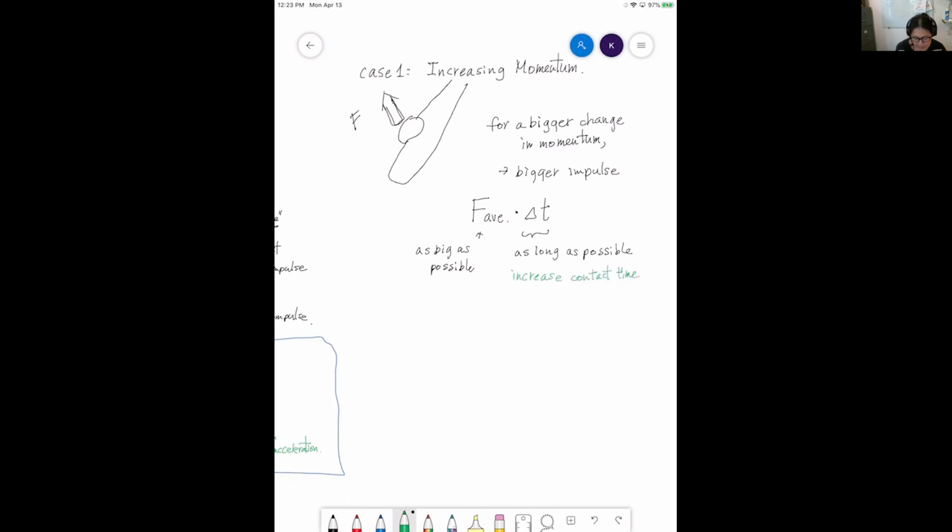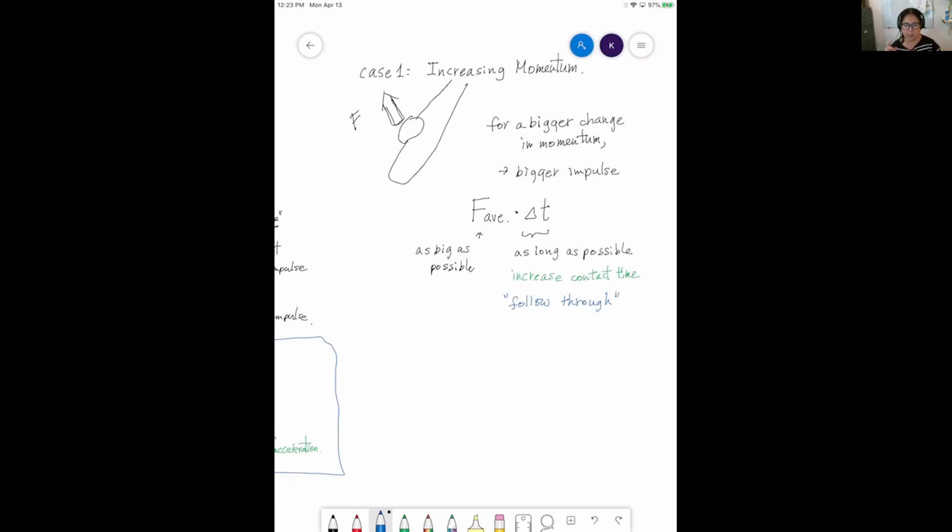And we call that technique follow through. You want to follow through. Right? You don't just do this. You want to keep exerting force as long as possible. So you see, to have the biggest change in momentum, the technique is follow through.